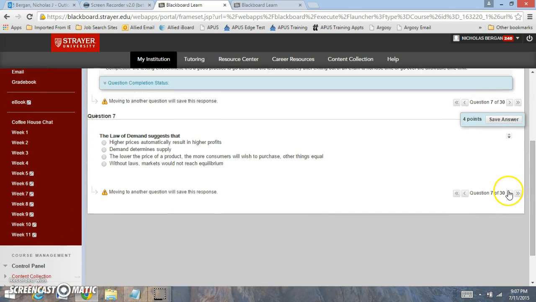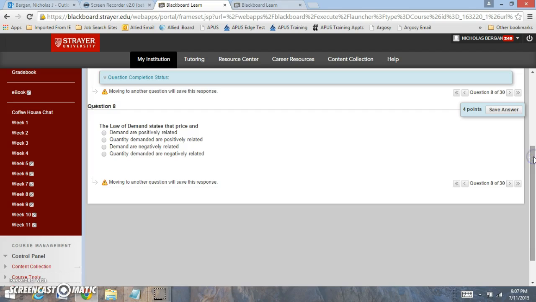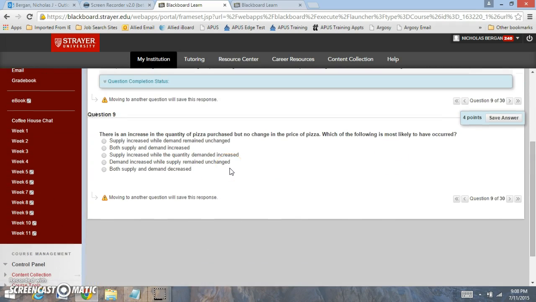Law of demand is an inverse relationship between price and quantity demanded. Same thing with that question. Definition of law of demand. Increase in the quantity of pizzas purchased, but no change in the price of pizza. That means there's probably going to be either a change. If there's an increase in quantity of pizza purchased, no change, you want to look at factors that shift supply and demand and what happened to the price and the quantity.